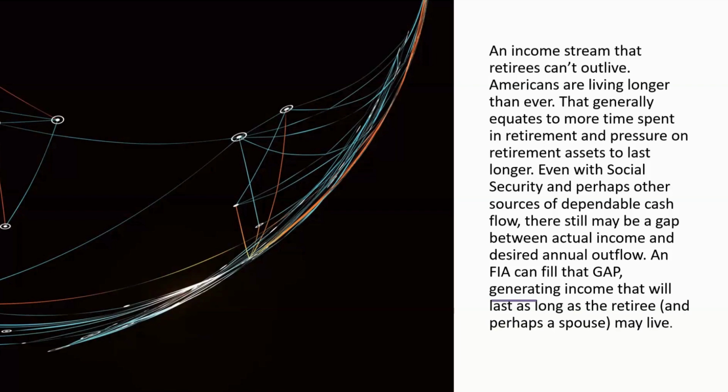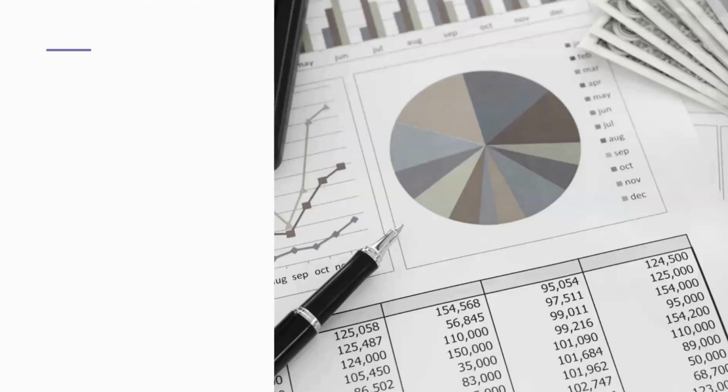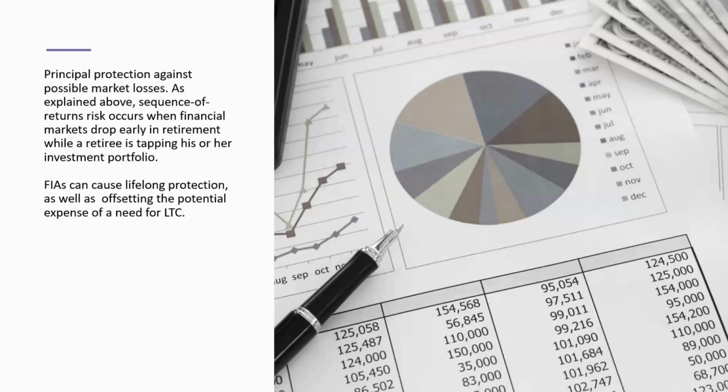And that generally equates to more spent time in retirement, pressure on retirement assets to last longer, even with Social Security and perhaps other sources of dependable cash. There still may be a gap between actual income and desired annual outflow. And if they've been retired 10 years, they might have started out with no gap and they might have grown into one. And they're worried about their money. A fixed income annuity can fill that gap, generating income that will last as long as the retiree does, as long as they might live. That's a pretty good thing to tell somebody. It's true.